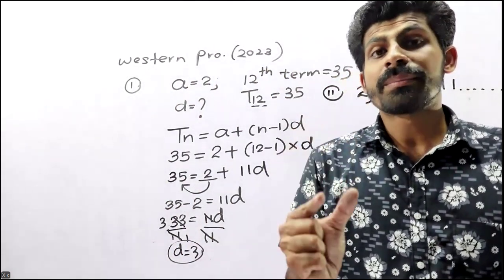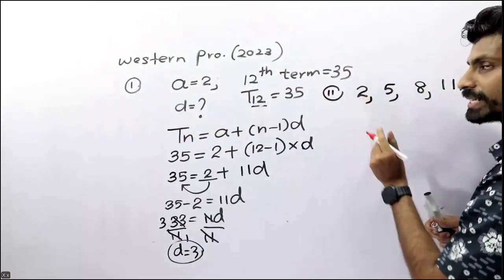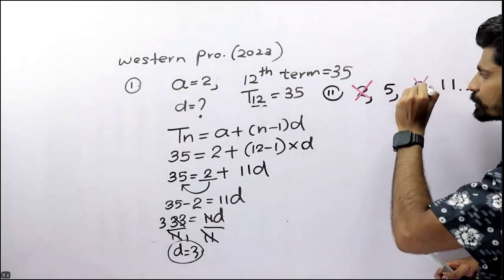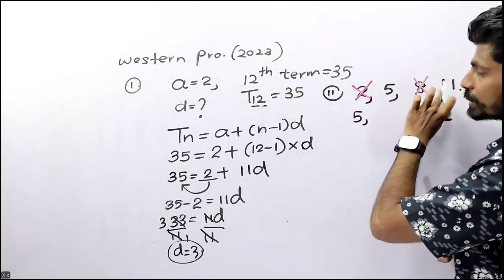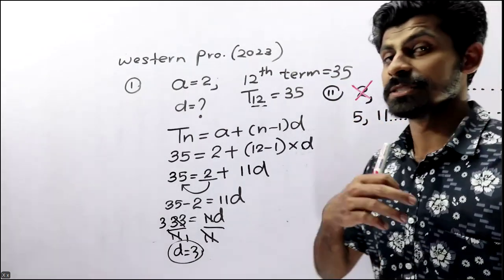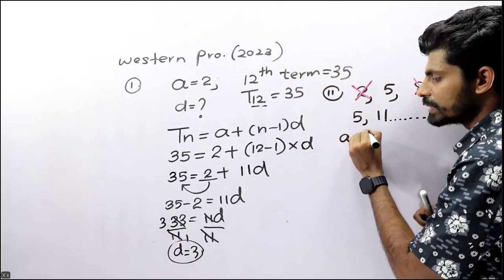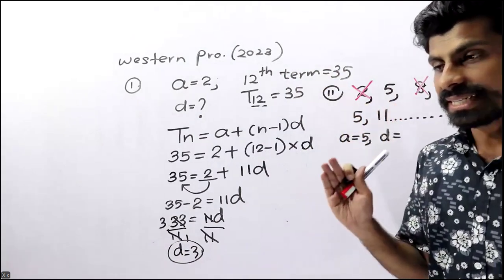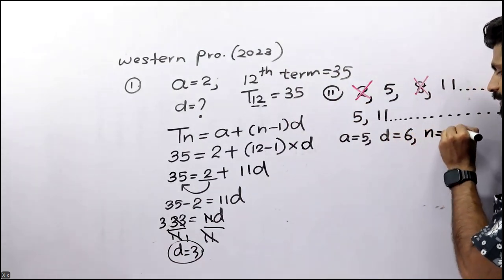Now we need to remove the odd positions. The first one is odd, so we are going to remove this one. The third one is odd, so we remove this one. Likewise, we remove the odd positions. So what is the new progression? 5, 11, and so on. In our new progression, A equals 5, D equals 11 minus 5, which equals 6. N equals 25.